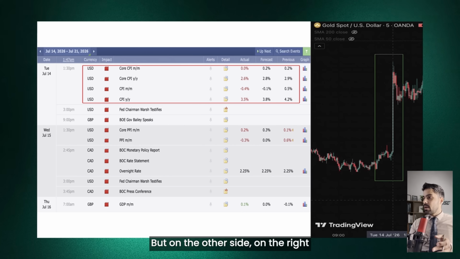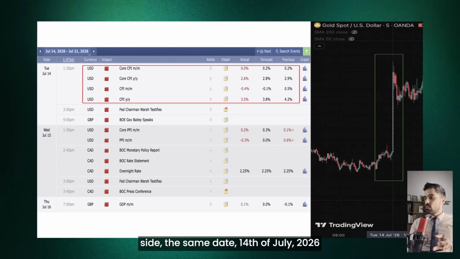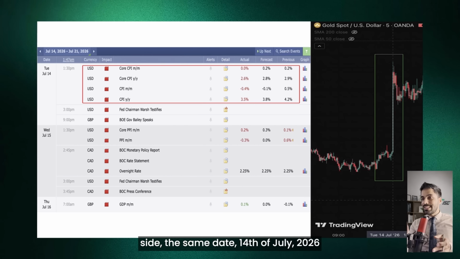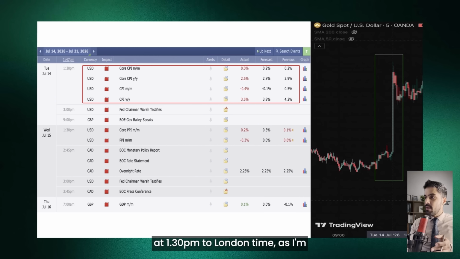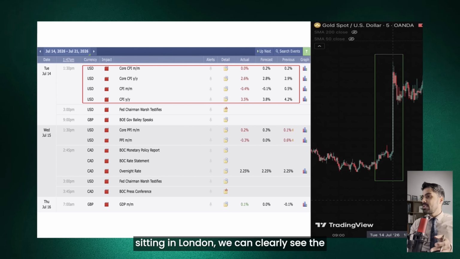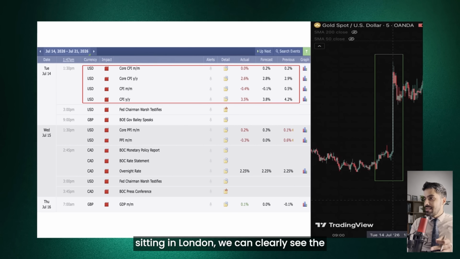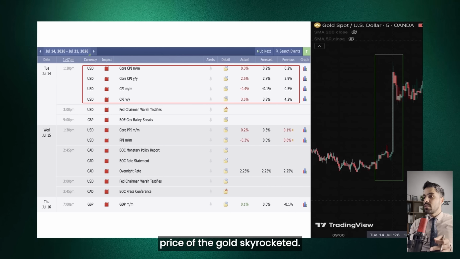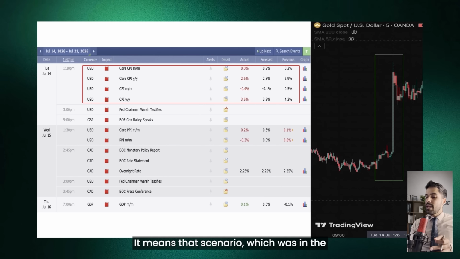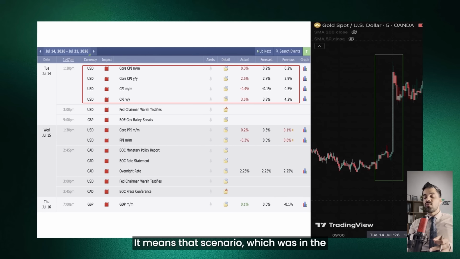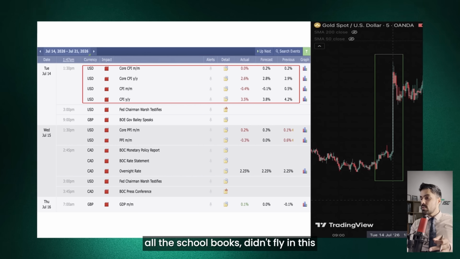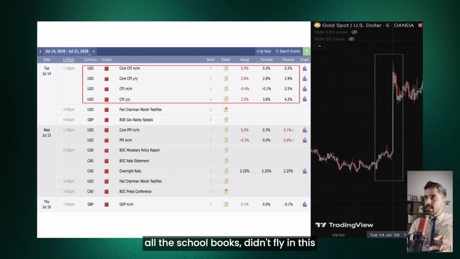But on the right side, on the same date, 14th of July 2026 at 1:30 p.m. London time, as I'm sitting in London, we can clearly see the price of gold skyrocketed. It means that the scenario in the old school books didn't fly in this case.